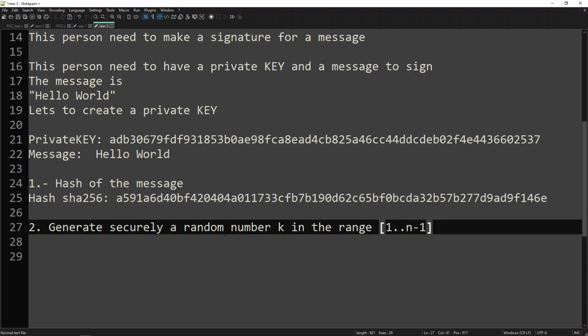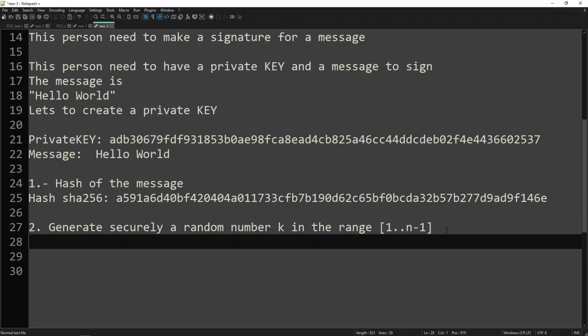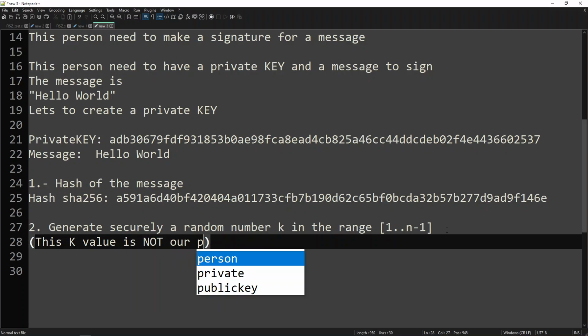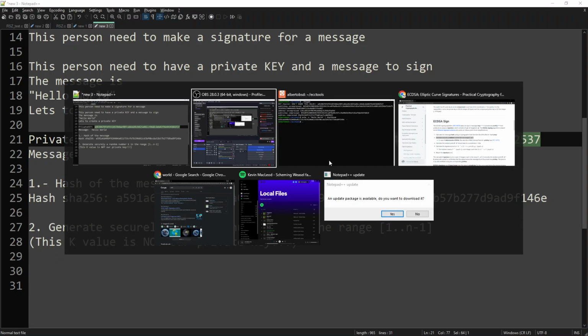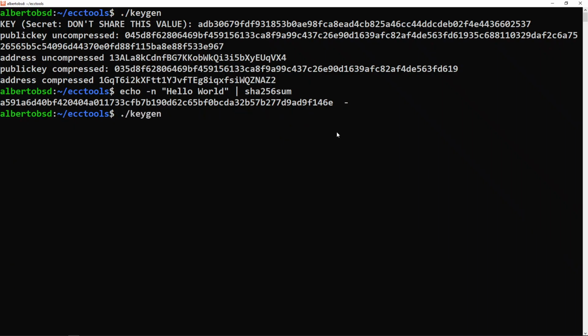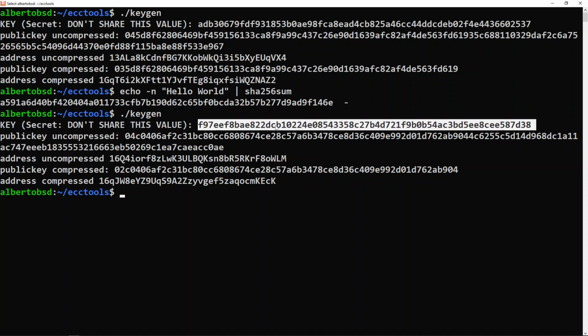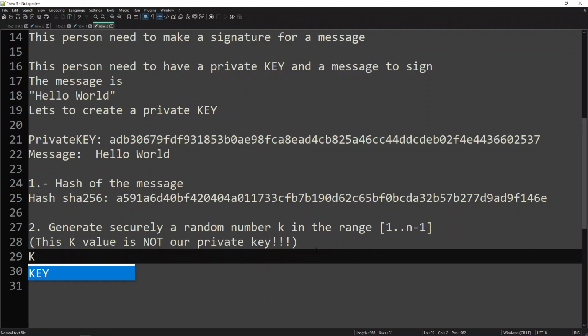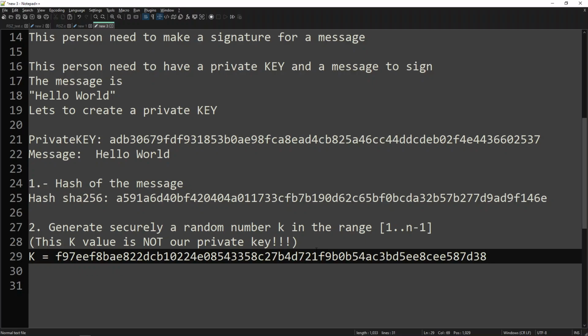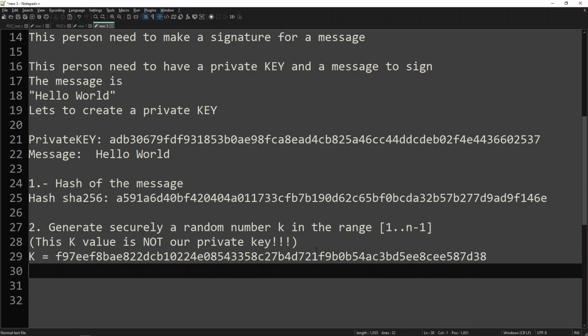Okay, we need another number. Let's put one comment here. This key value is not our private key. So we need to generate another number. Let's do that again with khen. Let's copy this value for this example. So k is equal to this. It's a random number. So okay, let's continue.